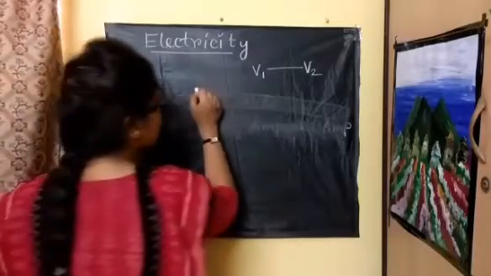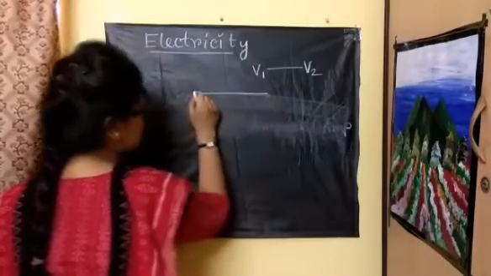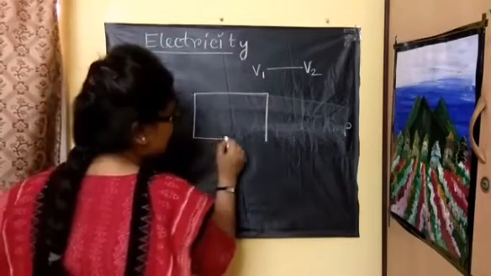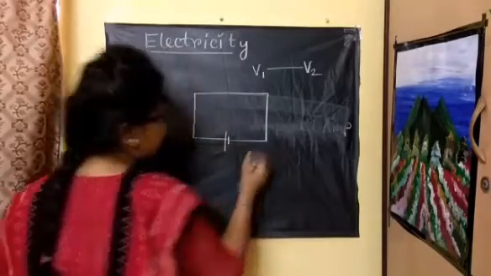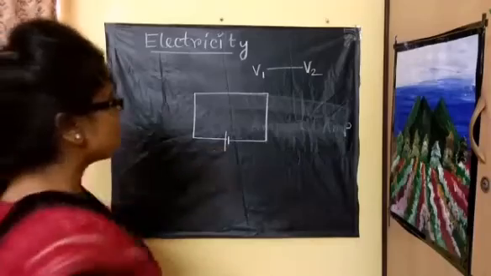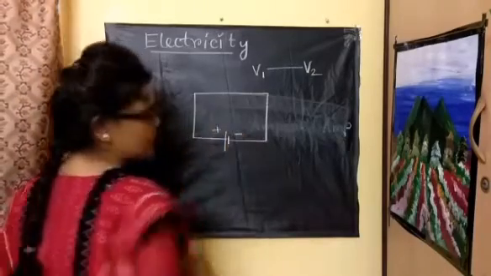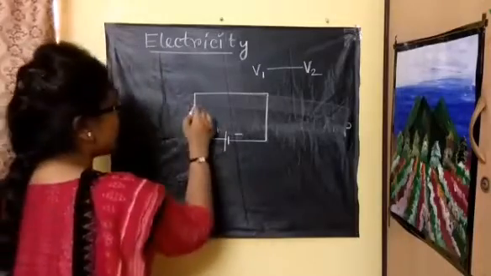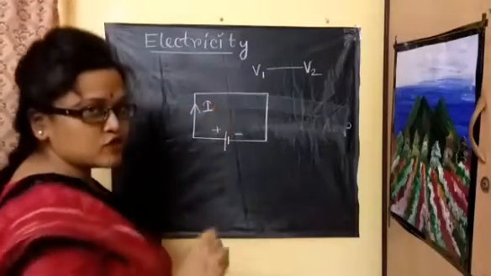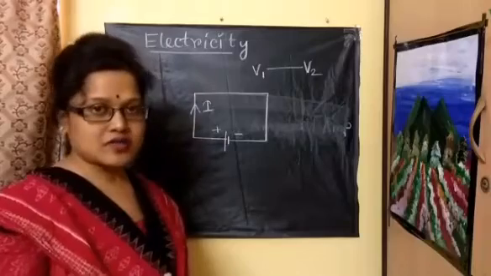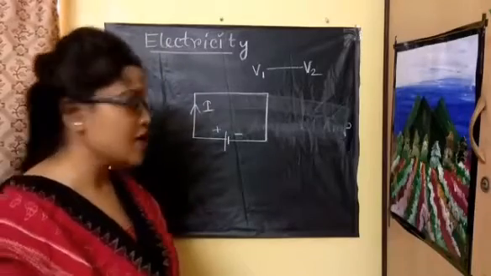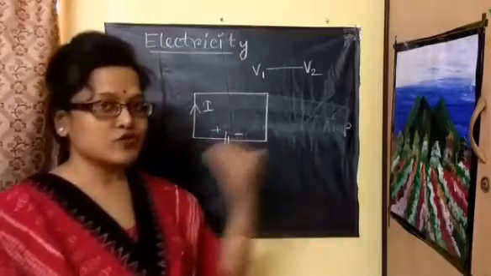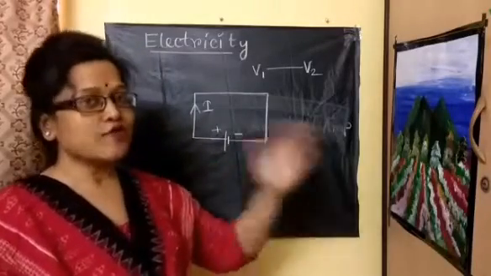Now coming to the circuitry part, suppose this is one circuit. This is a simple conducting wire, connected to a battery. As I stated earlier, this is the positive terminal of the battery and this is the negative terminal. Whenever I switch on the circuit, current starts flowing through it. I think there is no confusion. Current flowing through the circuit means charges are flowing, meaning electrons are flowing through the circuit.